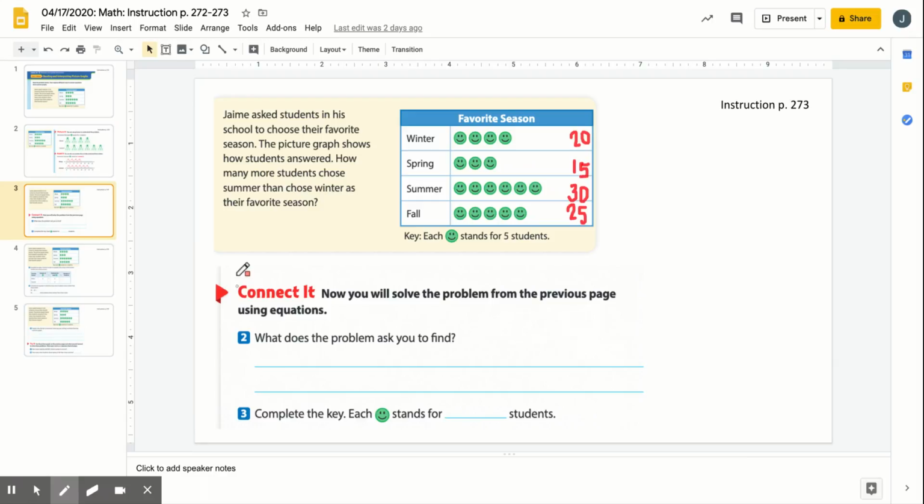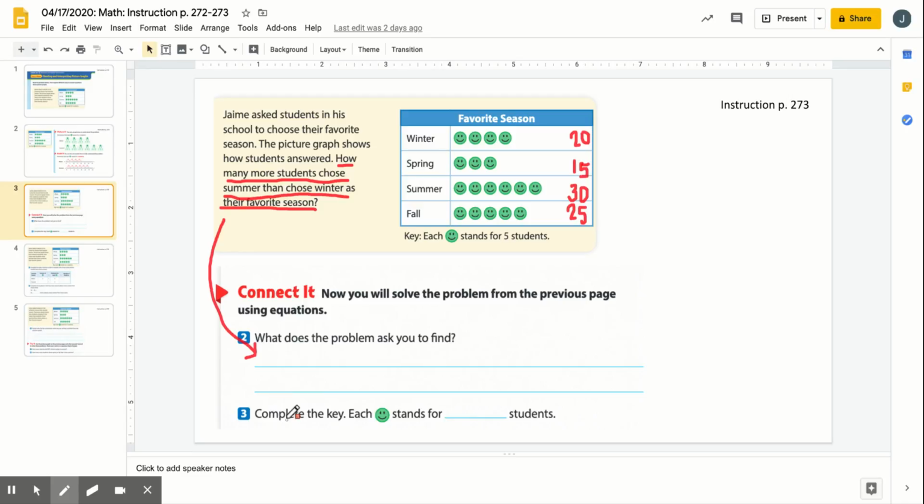So again, our question is, Jamie asked students in his school to choose their favorite season. The picture graph shows how students answered. How many more students chose summer than chose winter as their favorite season? Let's look at where it says connected. It wants us to solve the problem. Question 2 asks, what does the problem ask you to find? So specifically, we are being asked to find how many more students chose summer than chose winter as their favorite season. So that's what we're being asked to find for question 2.